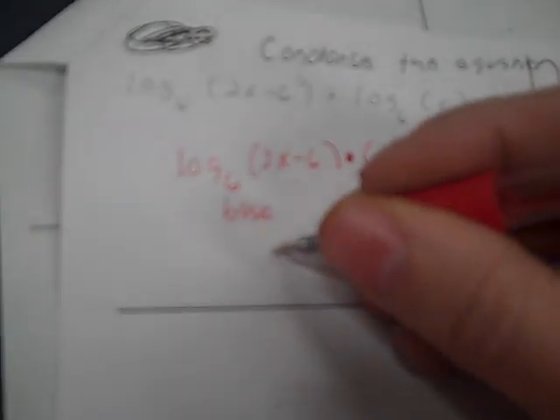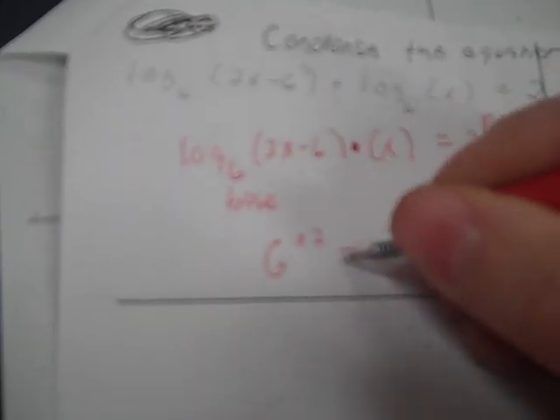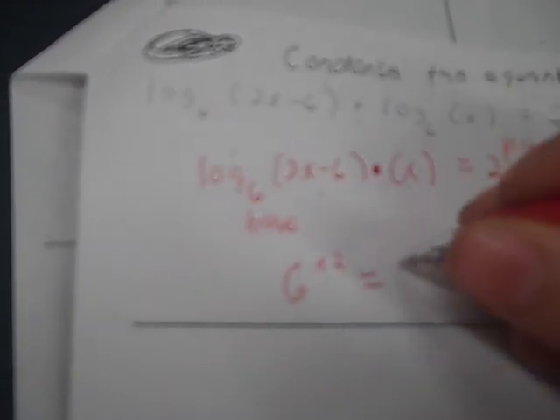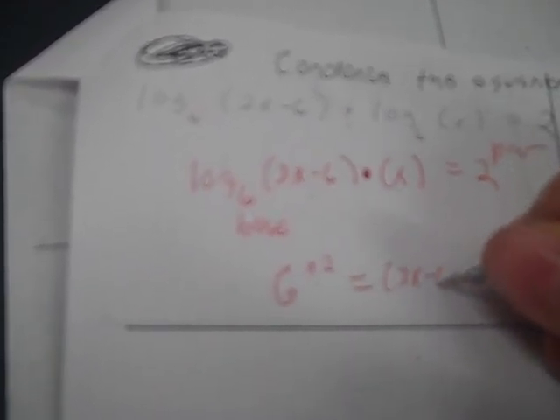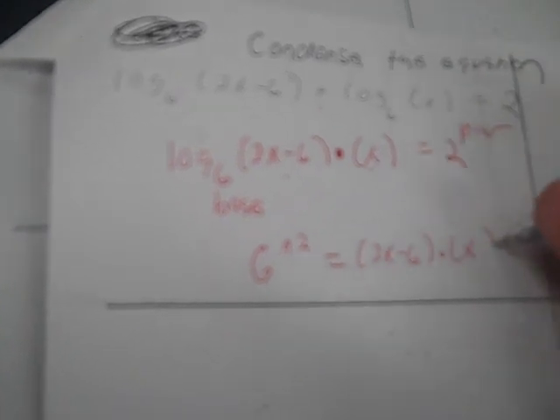Now still in this square, I want to get rid of the logarithm. That's the base. That's the power. So it's 6 to the power of 2 equals what comes after the log base 6, parentheses 2x minus 6 times x. Now simplify it. 6 to the second is 36.